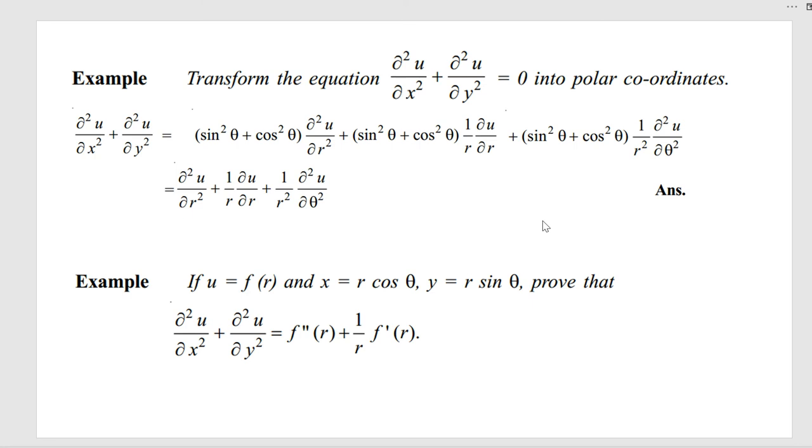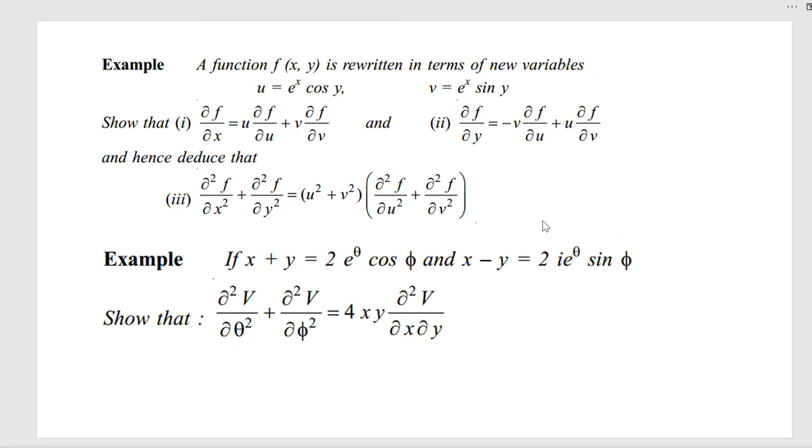Similarly, these are for your practice problems. Verify. Yes, practice problem. Try to verify these results. So yeah, that's all for today.